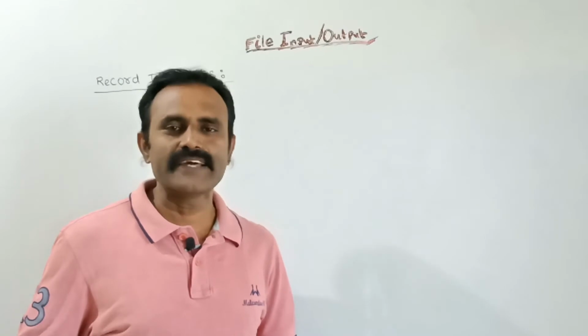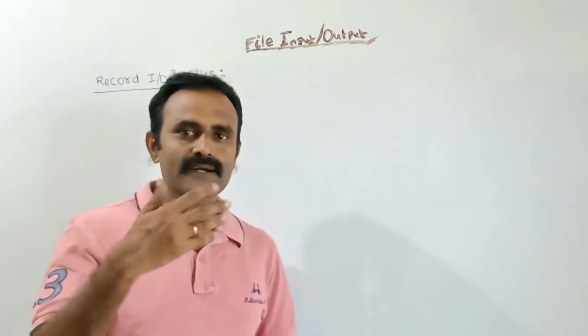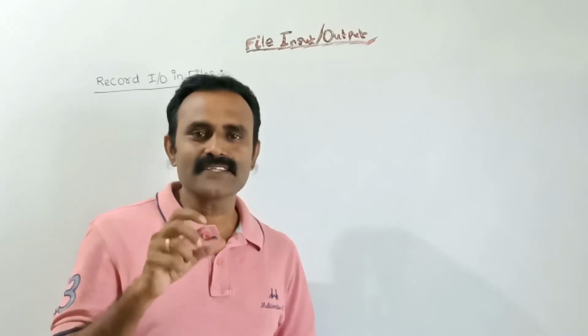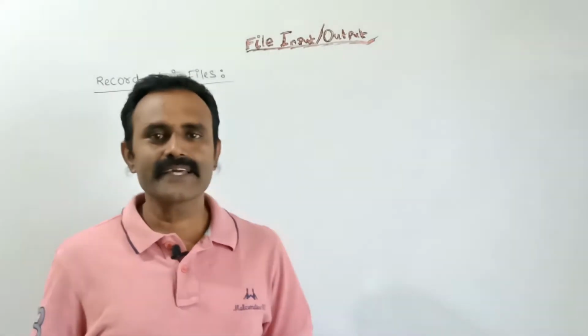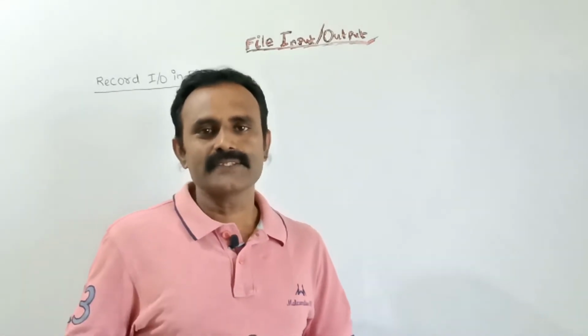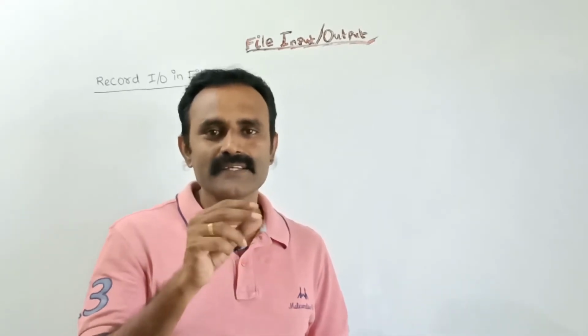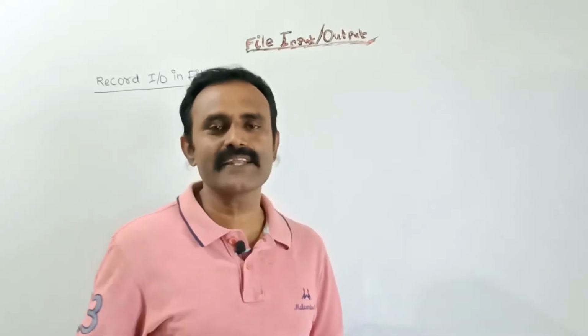Hi guys, now we are going to see record I/O in files: how to store a record and retrieve a record from a file. What is a record? A collection of fields is a record. For example, let us take student details. The student register number, student name, and student department, each of these is known as a field. So the collection of fields is a record.